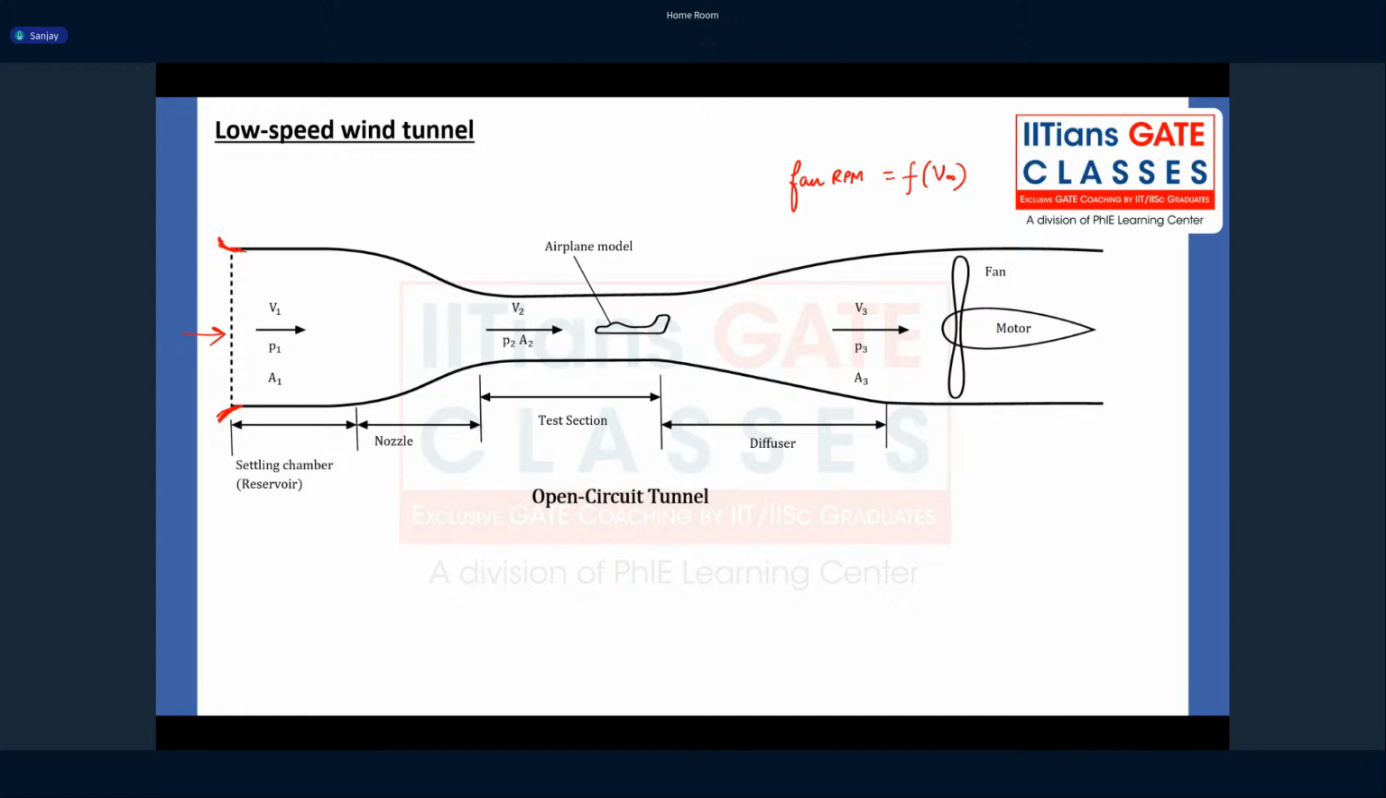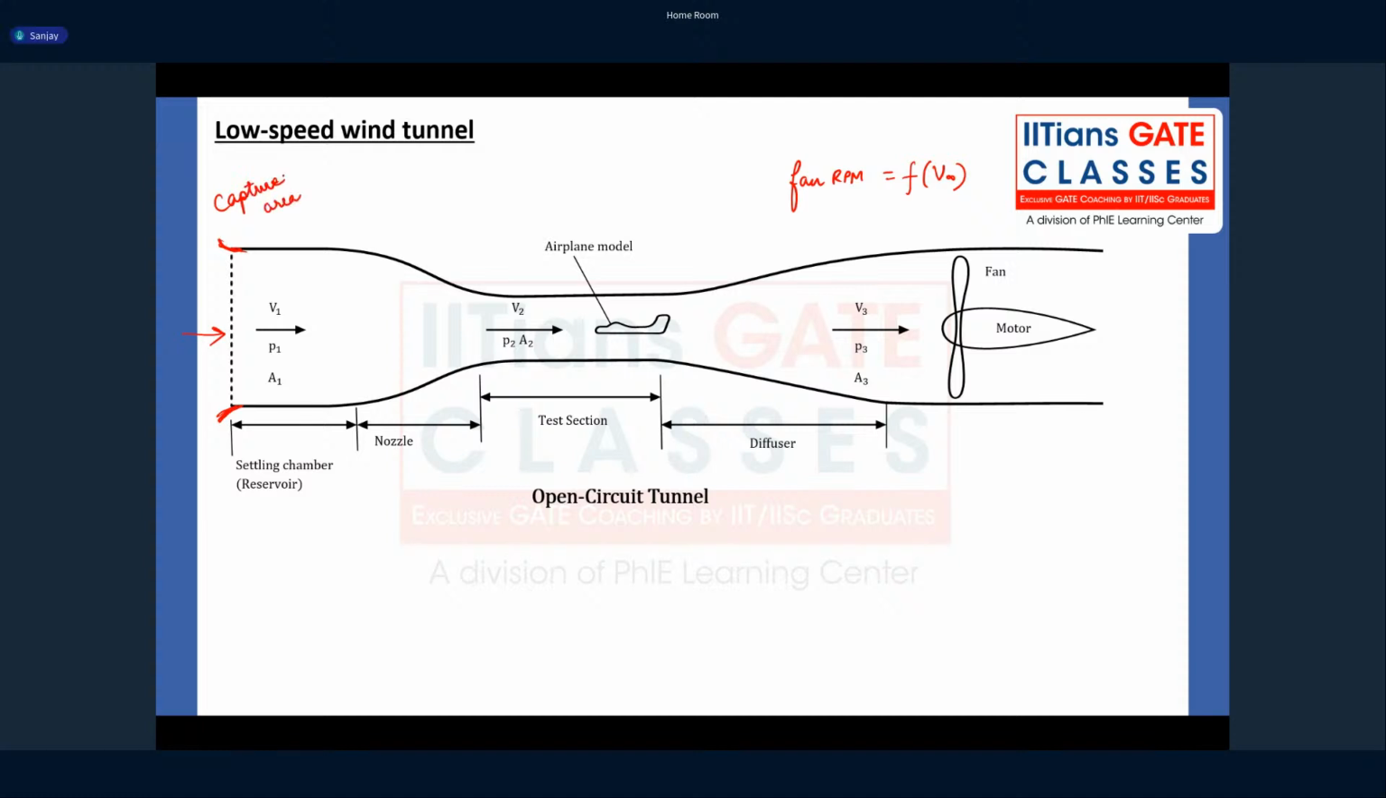Why is there a bell shaped inlet? It helps to grab the flow, it helps to absorb the flow. Okay, so once the flow is taken in, it is the concept of capture area. We have something known as capture area. You will learn that later on.